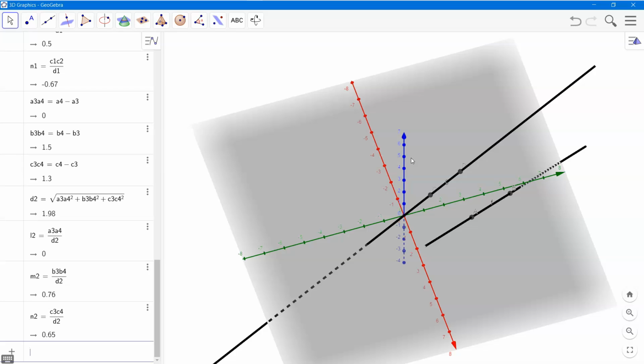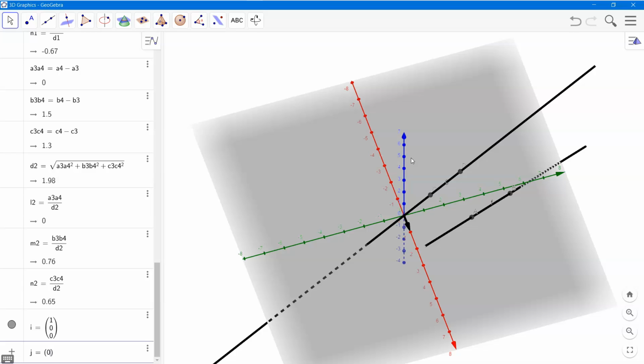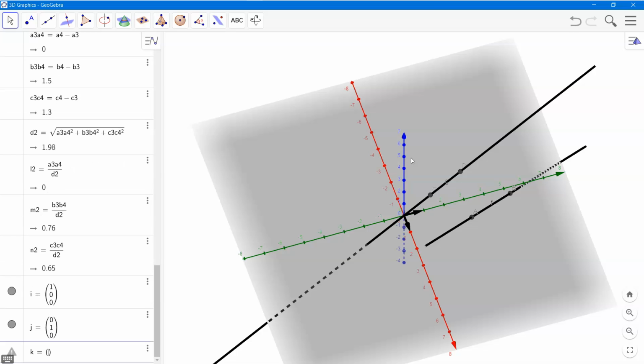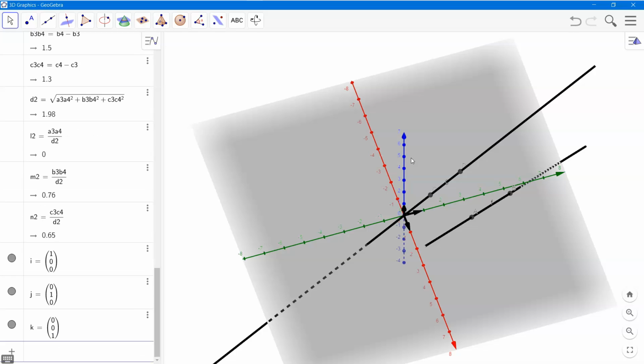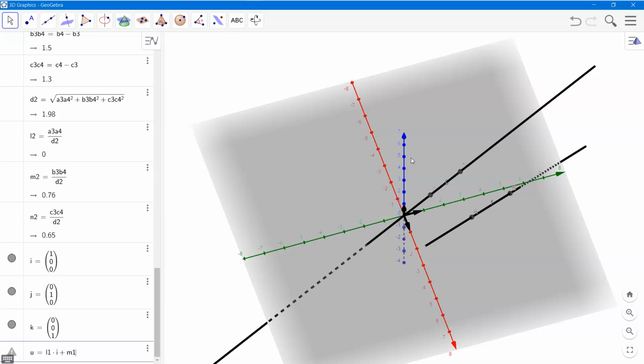Now what we also require is the unit vectors. So I is equal to 1, 0, 0. J is equal to 0, 1, 0. K is equal to 0, 0, 1. Okay, and now let's figure out the vectors. Unit vectors parallel to the given lines. So U is equal to L1 times I plus M1 times J plus N1 times K.